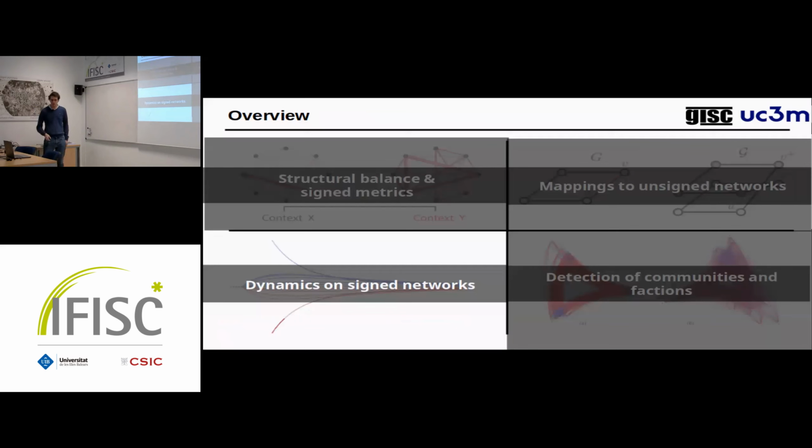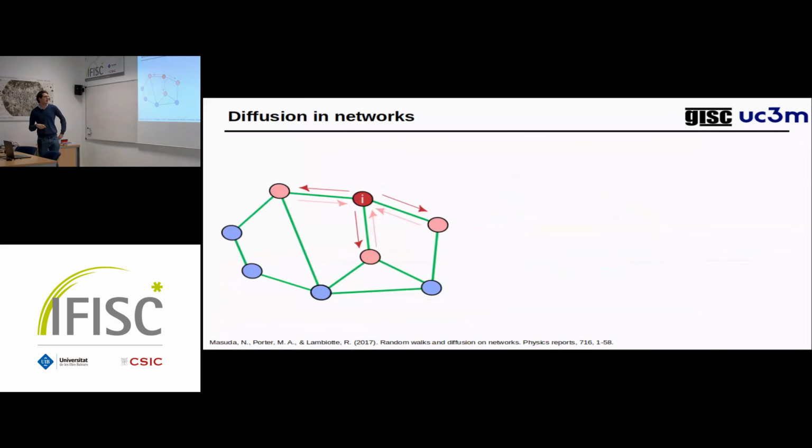Today, instead, we will talk about dynamical processes in signed networks, and just to give you a bit of context, let's first discuss the most simple dynamical process in an unsigned network. So probably if you wanted to model a very simple process that evolves in time, what you would do is to take, for a given node, all possible fluxes that go outwards, which are here the red arrows, and all possible fluxes that go inwards, that are the pink arrows.